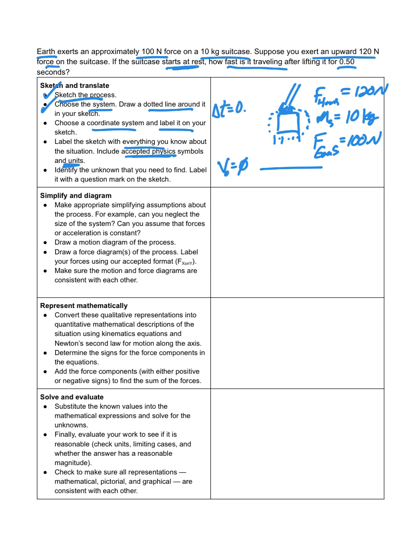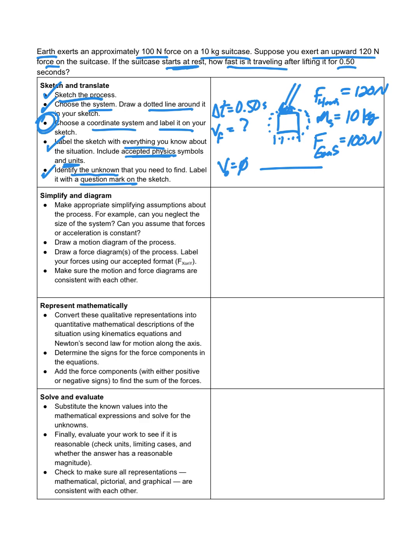The time interval that it is being lifted is this 0.50 seconds, and that tells me that that's a list of everything I know. It says identify the unknown that you need to find and label it with a question mark in the sketch. And something I should have included here is make sure you use accepted symbols. Something I don't know is the final velocity of that suitcase. So that's what I'm looking for. So I've finished everything in the sketch and translate except for that coordinate system. I'm going to come back to that.